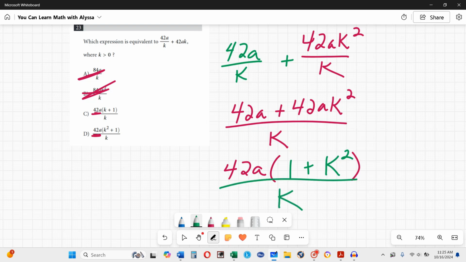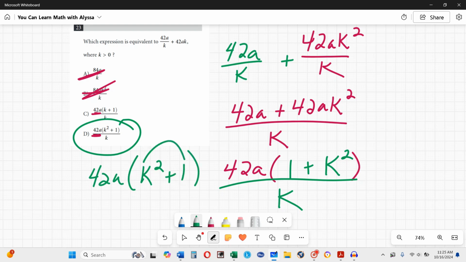Now if we look over at their answers, this one right here is the match. All they've done is they've reversed that so that the exponent comes first because that is the standard way to write it. So 42a times k squared plus 1. And if you want to know the reason you can reorder that, the fancy word, it's the commutative property of addition. Woohoo! Side math fact. And that's all over k. And there we go. There is our answer.